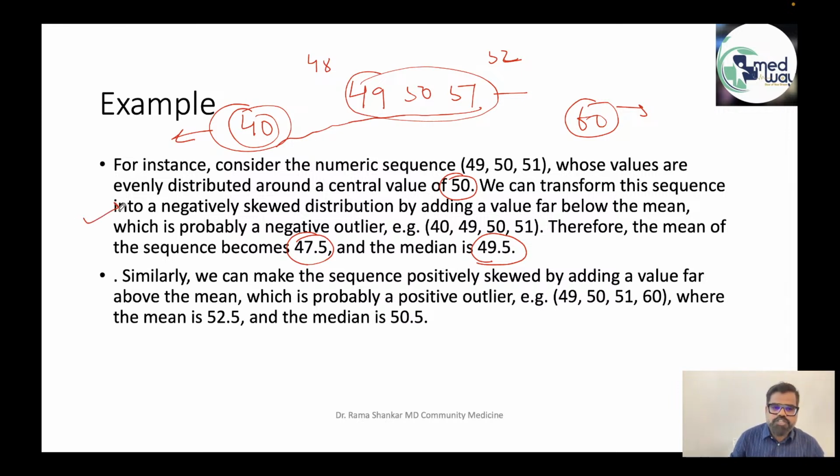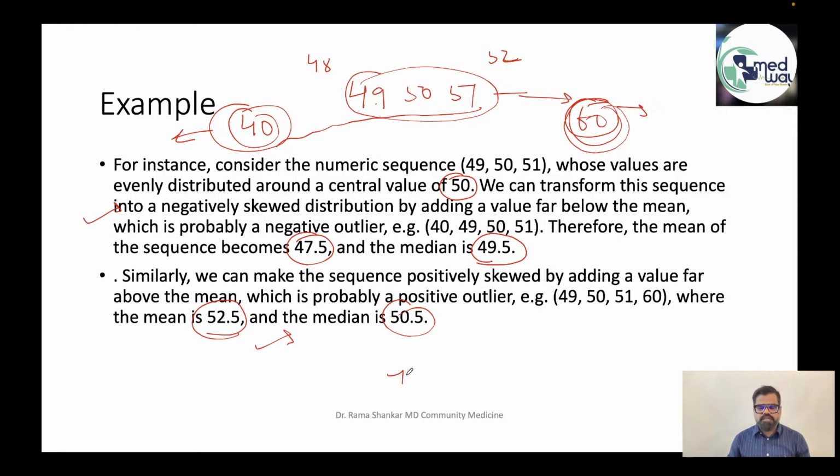This is negative skewed. The second example, take 60 in this: 49, 50, 51, 60. Now this 60 is a positive outlier. It will drag the mean on the higher end side. The mean will now be 52.5 and the median will be 50.5. Median hardly gets affected. So this is positive skewed.